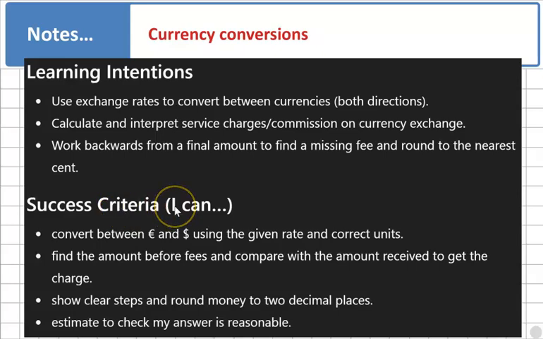Success criteria. I can convert between euro and dollars using the given rate and correct units. Find the amount before fees and compare with the amount received to get the charge. Show clear steps and round money to 2 decimal places. Estimate to check my answer is reasonable.